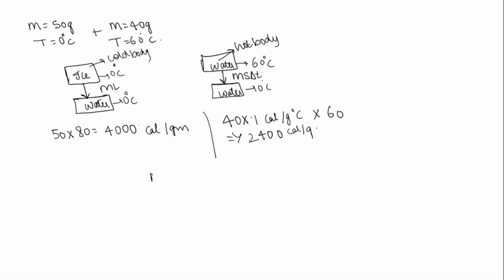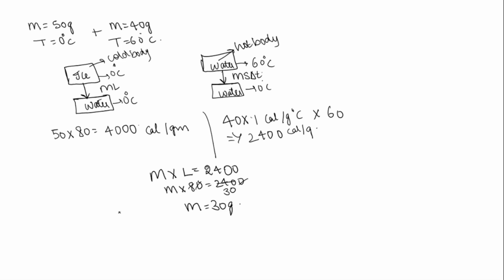So we'll see how much mass of ice is being melted. So mass into latent heat is equal to heat given by water. Heat given by water is 2400. Latent heat is 80 calories per gram. This is equal to 2400. The 0 will get cancelled. 30. So the mass which is converted into water is 30 grams.